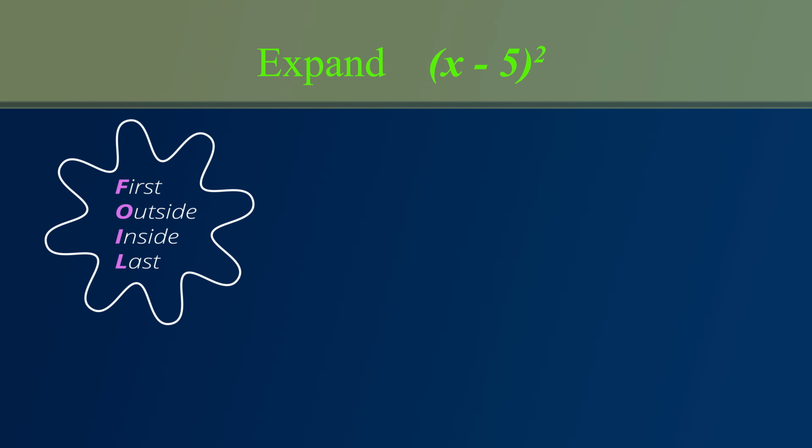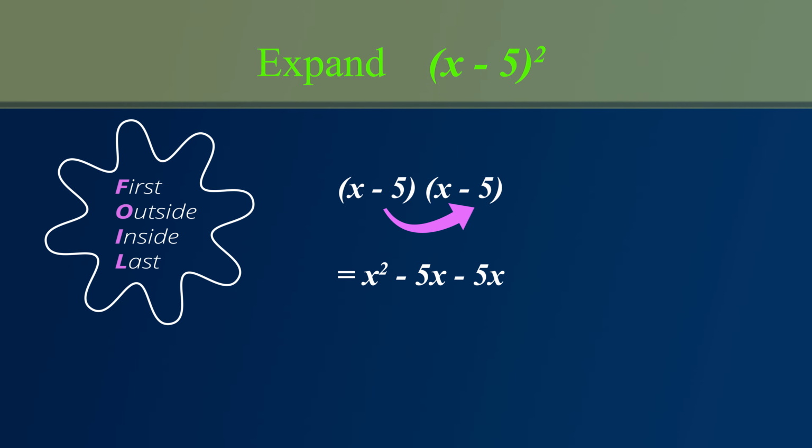Let's do an example of perfect squares but with negative numbers. x minus 5 in parentheses squared equals x minus 5 times x minus 5. Now use FOIL. First, x times x is x squared. Outside, x times negative 5 is negative 5x. Inside, negative 5 times x is negative 5x. Last, negative 5 times negative 5 is positive 25. Now simplify. x squared minus 10x plus 25.